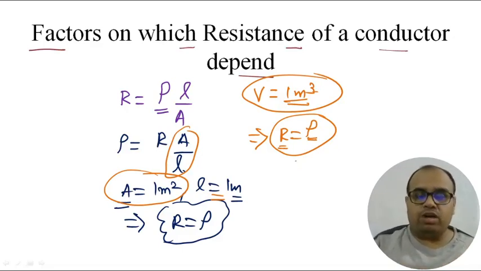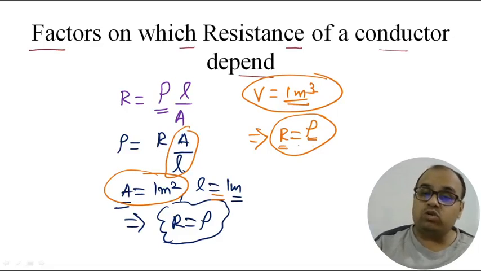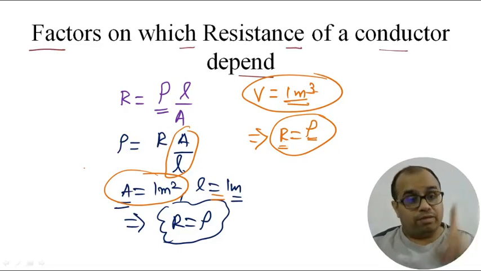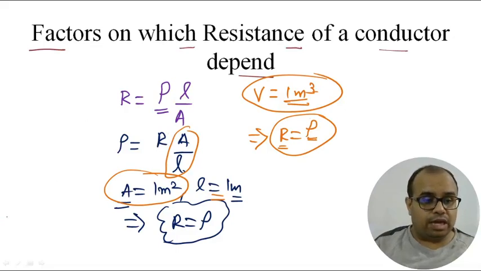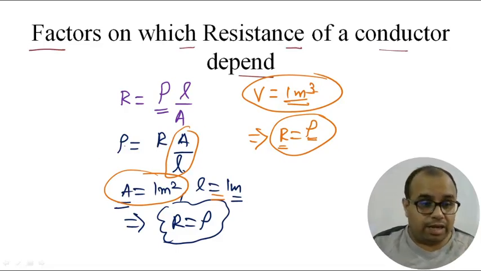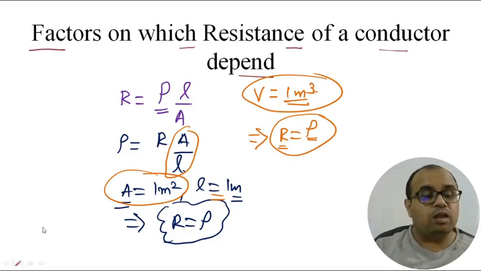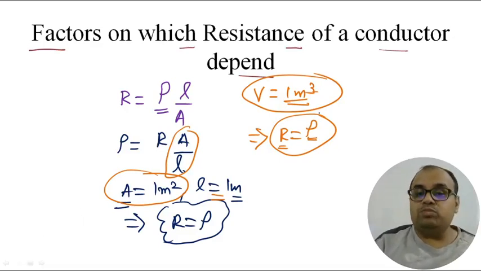So if we have a conductor of volume 1 meter cube, then the resistivity of that conductor is equal to the resistance of that particular conductor. Rho is equal to capital R. Having said that, do remember that resistivity is the characteristic of the material of the conductor. It means that if you change the conductor, resistivity will change.